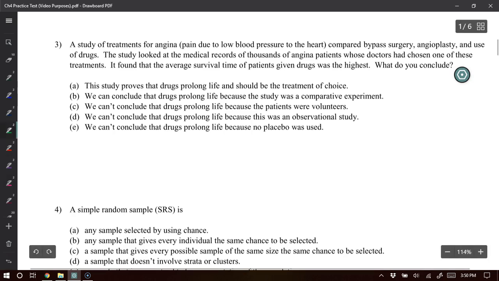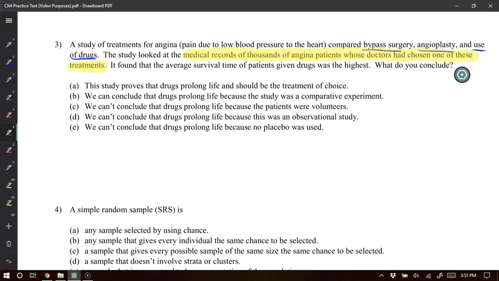So if I'm looking at this, there was a study. It's comparing three things: bypass surgery, angioplasty, and the use of drugs. How was this study conducted? It looks like the study was conducted by just looking over medical records. I think that's important to understand: the person just grabbed medical records from thousands of patients and looked to see what the doctors had chosen. So let's try and read these choices and see what we can do.